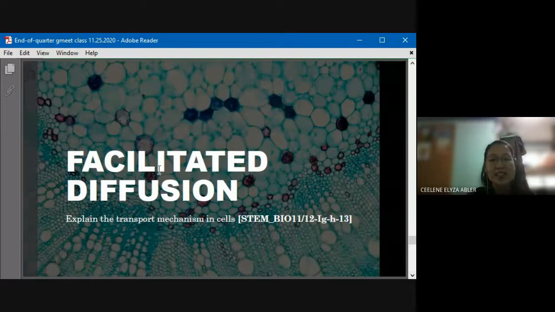Alright? So, ano naman yung facilitated diffusion? Last na ito ha. Okay. Facilitated diffusion, class, is just diffusion pa rin.